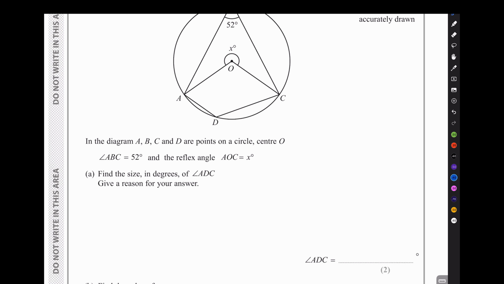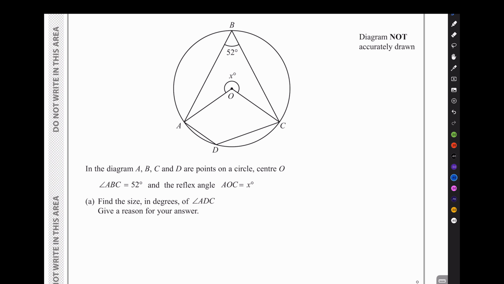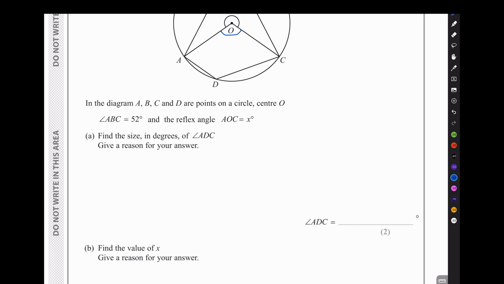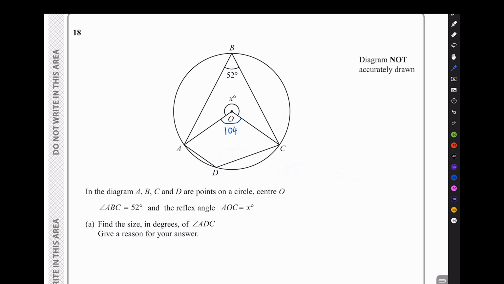Okay, moving on. Again, let's start by finding every single angle that we can. This is 52 times 2, which is 104, because this is the angle at the circumference and this is the angle at the center. The angle at the center is always twice the angle at the circumference. I hope you know the circle theorems. This should be 180 minus 52 because this is a cyclic quadrilateral.